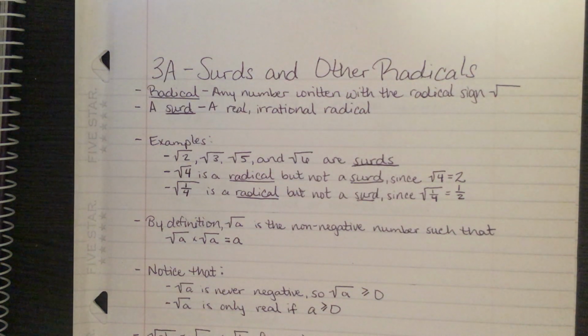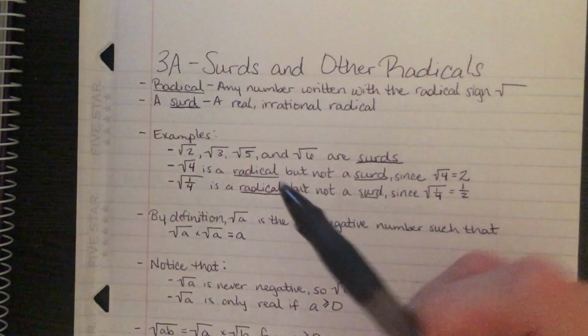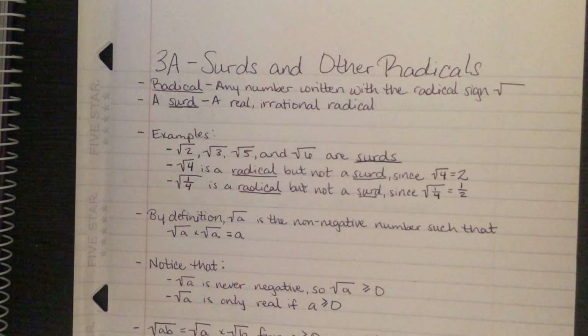Morning, everybody. We're going to move on today to a newer section that's a little bit more arithmetic based. It's a little bit more algebra based. And so what we're going to be looking at today is what's called surds and other radicals. So you are familiar with a radical. And so a radical is any number that can just be written with the radical sign.